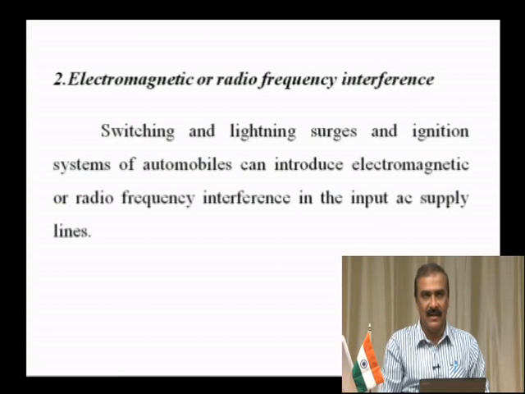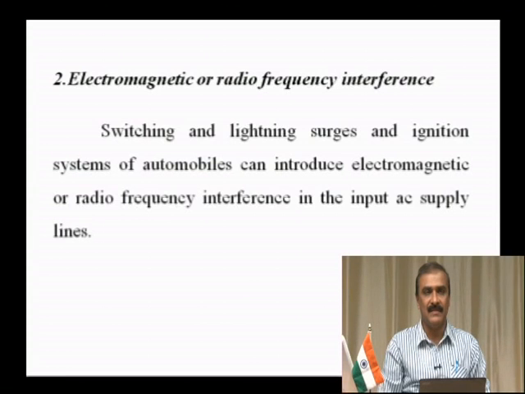The next one is electromagnetic or radio frequency interference. How do they occur? Switching and lightning surges and ignition systems of automobiles can introduce electromagnetic and radio frequency interference in the supply of AC lines. So this is the second disturbance, that is electromagnetic and radio frequency interference.